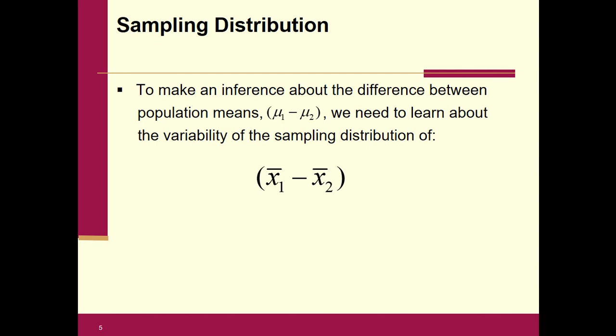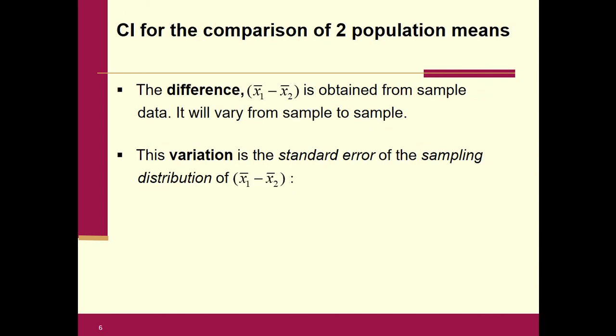So x bar 1 minus x bar 2 is a pretty important number, but we need to learn about the variability of how x bar 1 minus x bar 2 might vary from these samples. The difference is obtained from sample data. It will vary from sample to sample just like any other statistic. That x bar 1 minus x bar 2 is our statistic here. So the variation is the standard error of the sampling distribution of x bar 1 minus x bar 2.